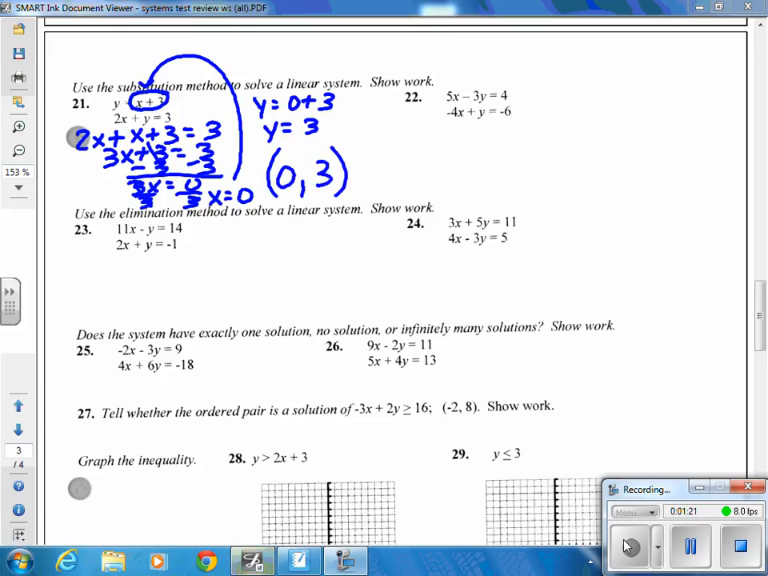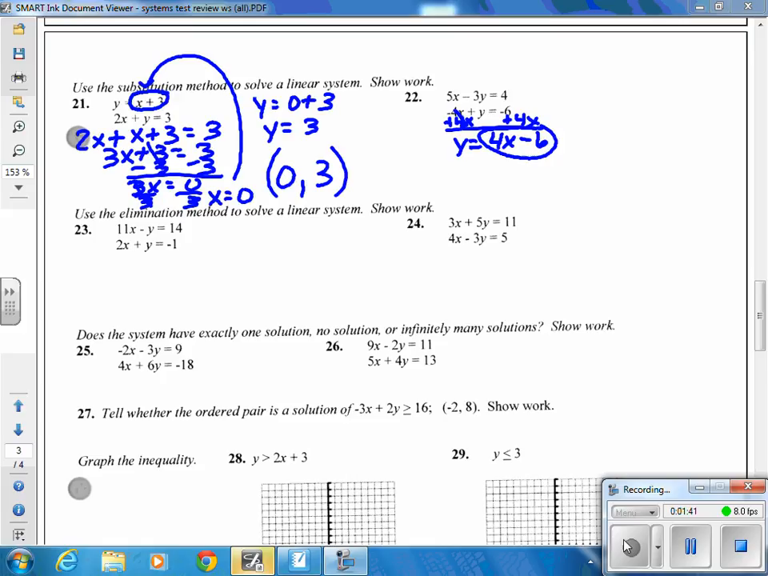For number 22, the letter is not already ready to go, but if you look at your two equations, the y on the bottom one is the quickest and easiest one to do. So I'm going to add 4x to both sides. That gives me y equals 4x minus 6, and I'm going to circle the 4x minus 6, and that is what I'm going to substitute in for the y at the top.